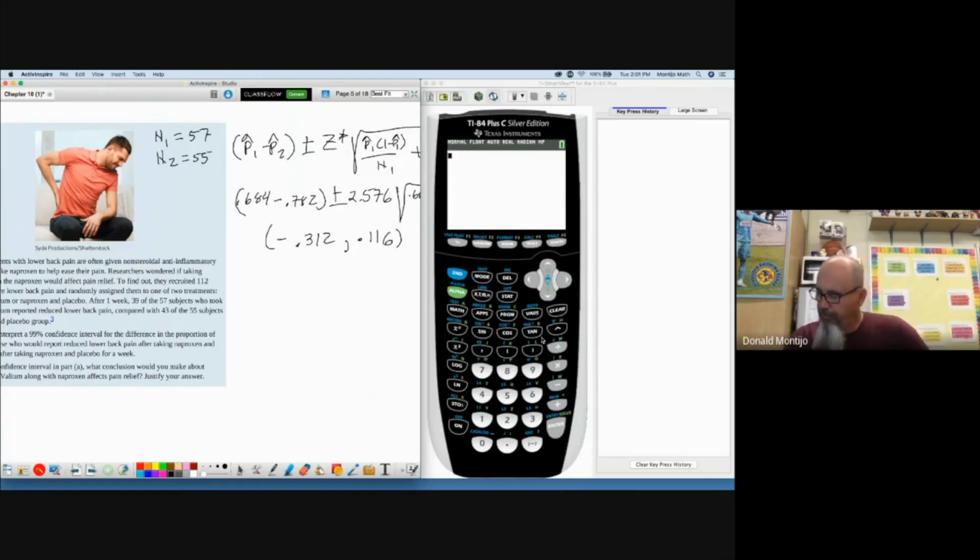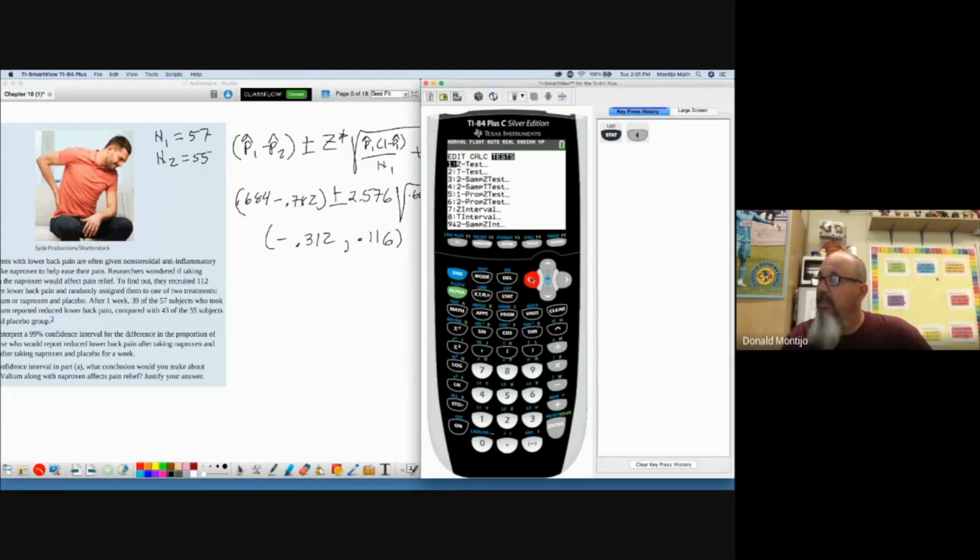So I wanted to run an interval. Remember, we need to go to stat test to find our tests and interval. Well, what kind of interval? Well, you remember what we wrote? A 2-prop z interval. So these first things are tests. Let me scroll down. There's a 2 sample, a 2-prop z interval. That's the one I want.